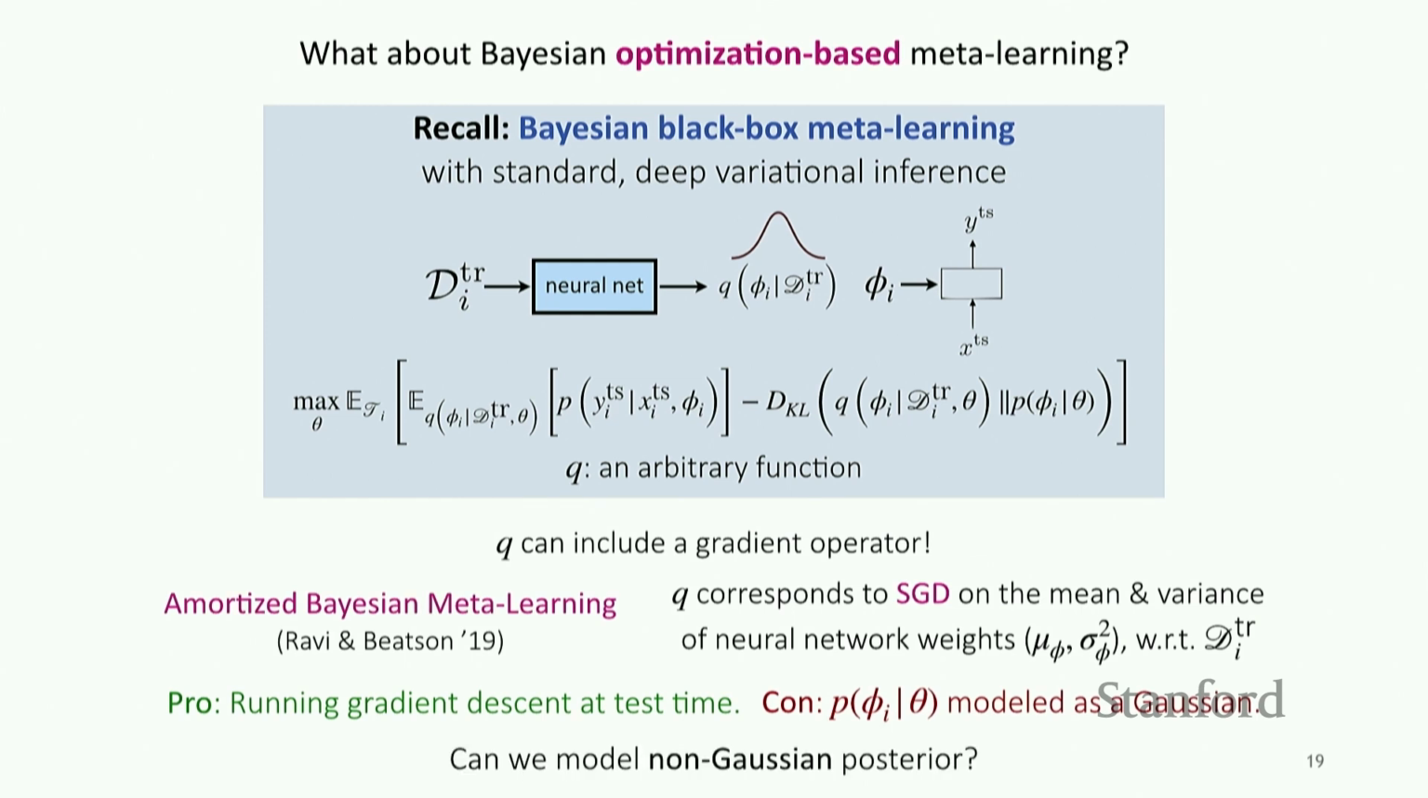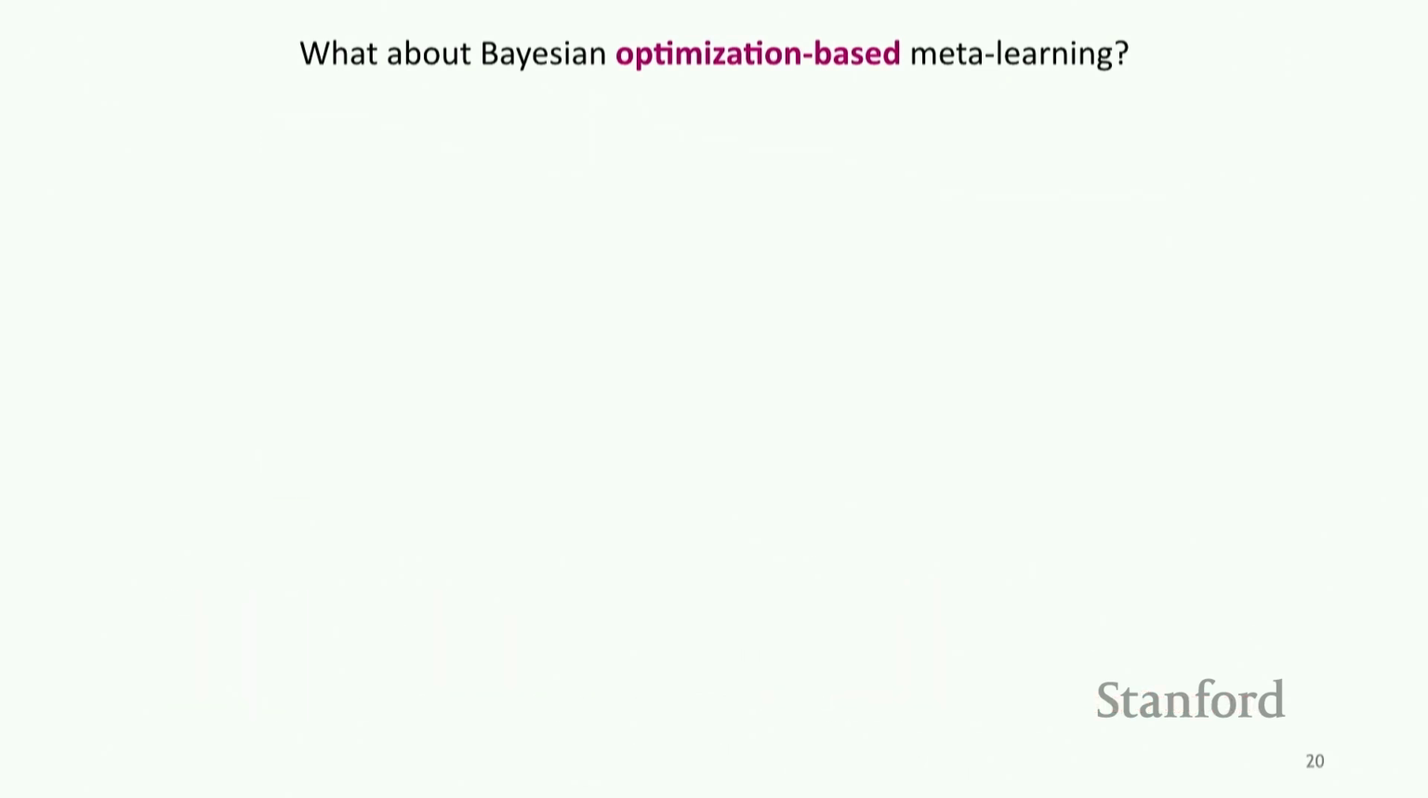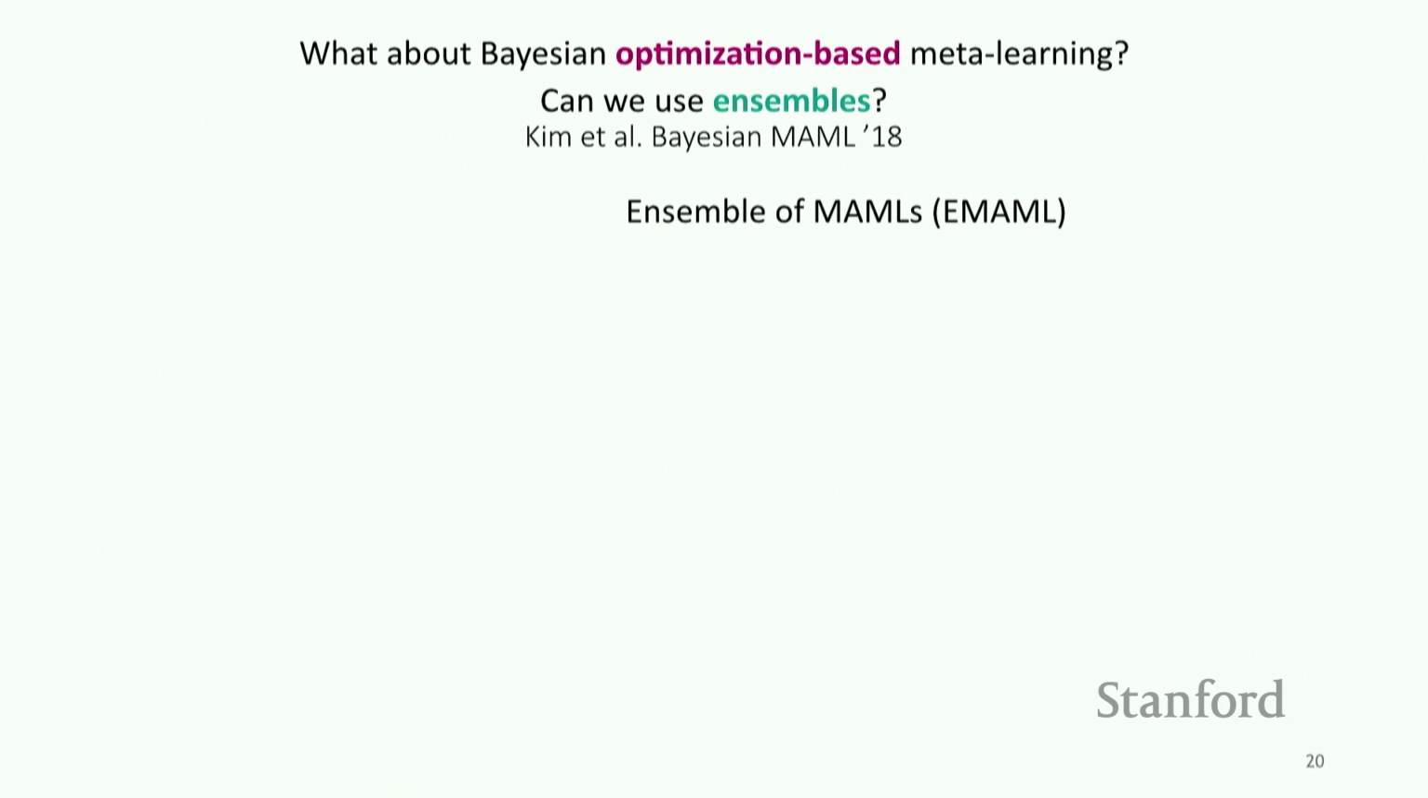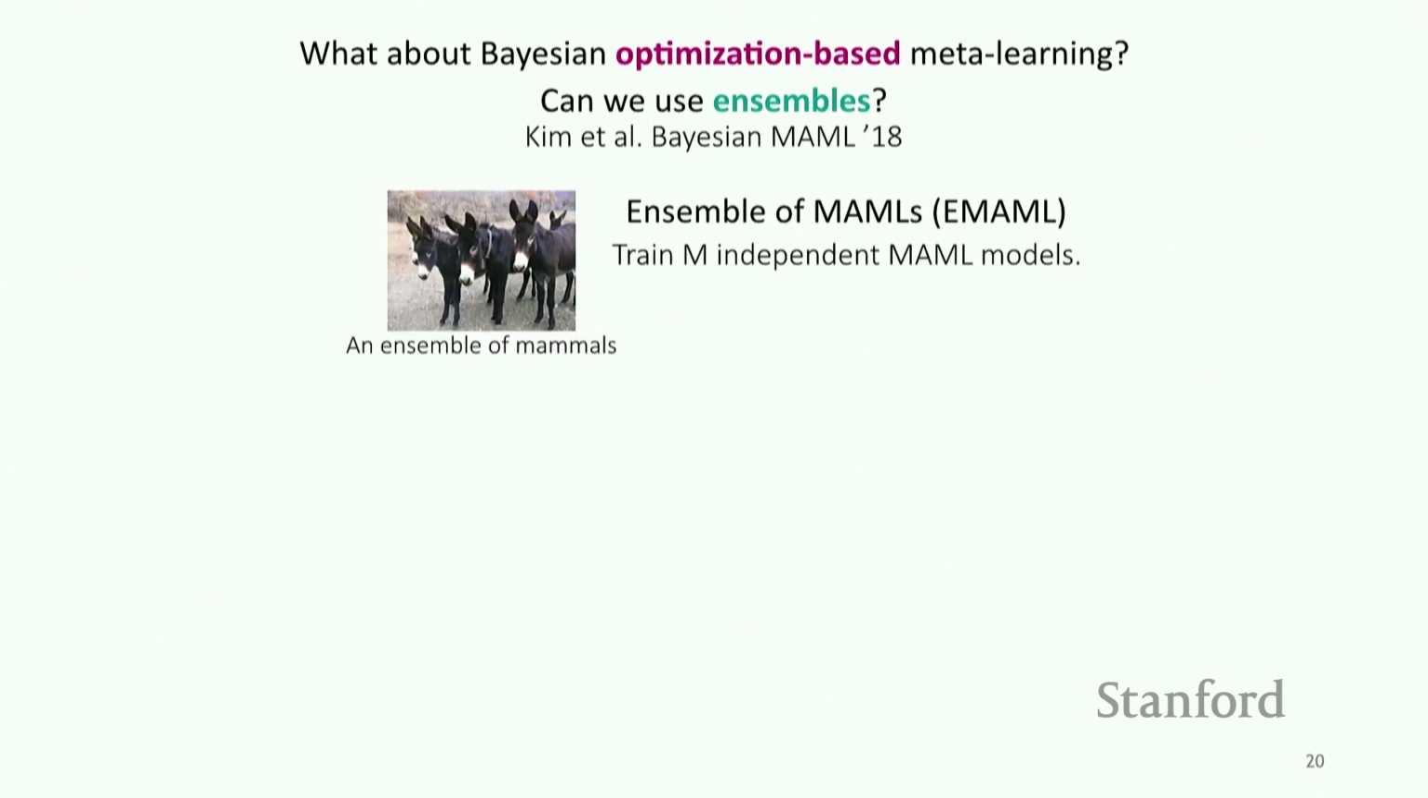Okay, so can we model a non-Gaussian posterior with optimization-based meta-learning algorithms? One thing that we talked about in terms of the toolbox of approaches is that there isn't just latent variable inference, there isn't just variational autoencoders. We can also use something like ensembles. And so this is what Kim et al. did in 2018. The first basic version of the algorithm was to just train M independent MAML models. So you just run MAML on different subsets of your data, and then you get an ensemble of MAMLs.